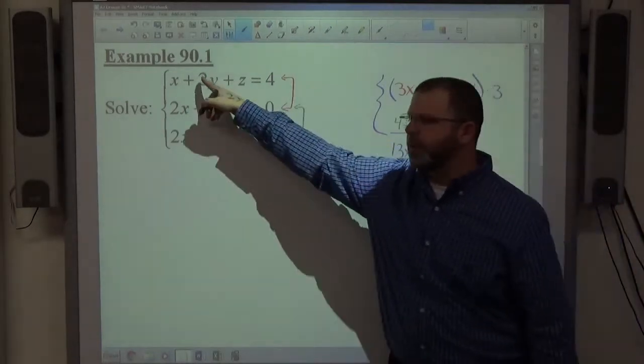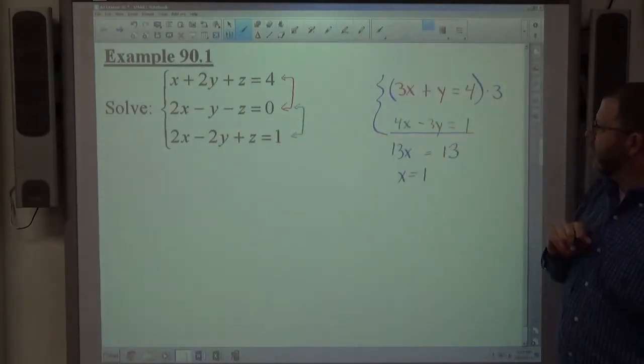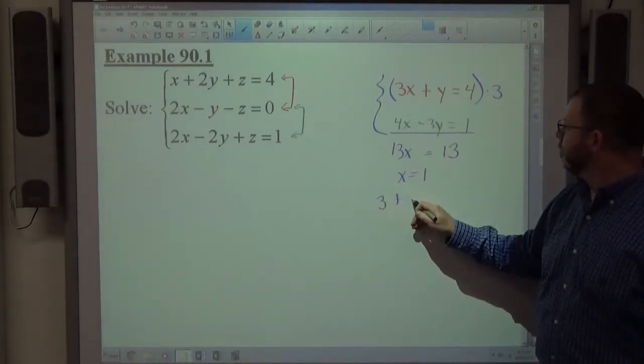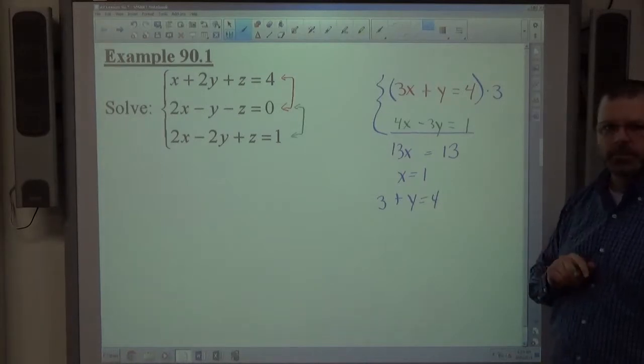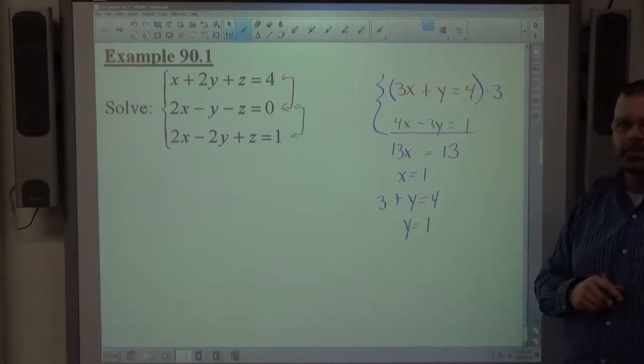If I go over here, it's too many letters still, right? If I go back either to the red equation or the green equation, I'm going to go to the red. 3x, that would be 3 times 1, plus y is equal to 4. If I move the 3 to the other side, that gets me y equals 1.